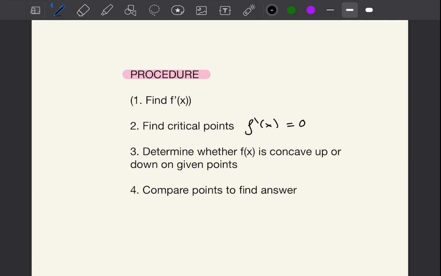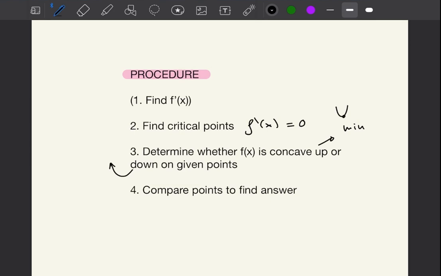and then you determine whether f of x, so the function, is concave up or down on your critical points. And once again, concave up is where the function goes like this, and that is your minimum value.